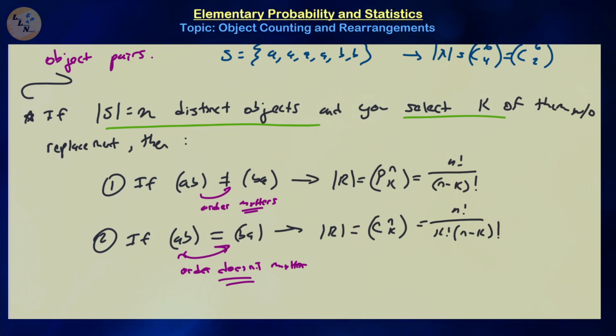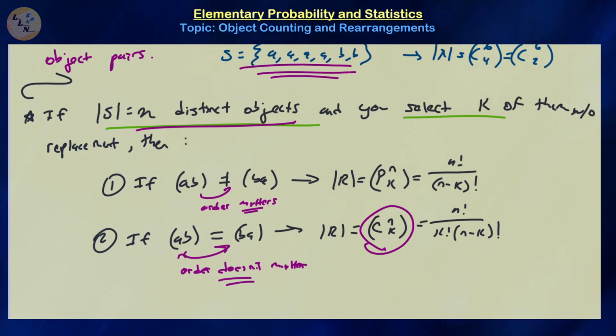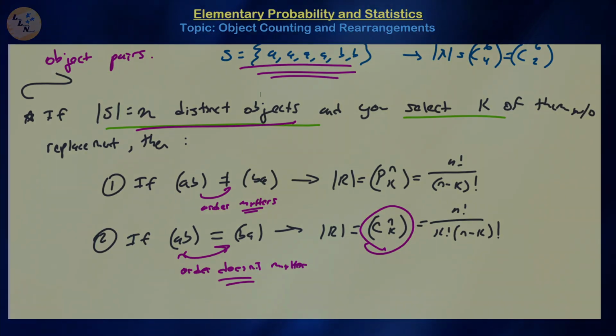But notice that the combination of objects actually has two different uses: selecting k objects from n distinct objects, or rearrangements of binary types of structures. So that's two different applications of combinations, which I think is very, very interesting.